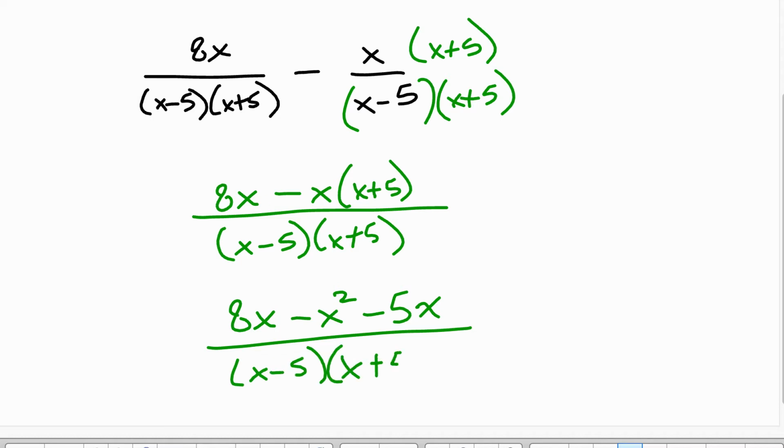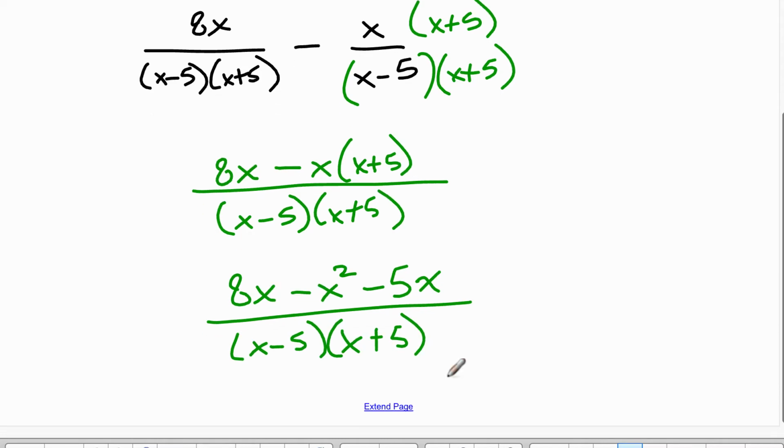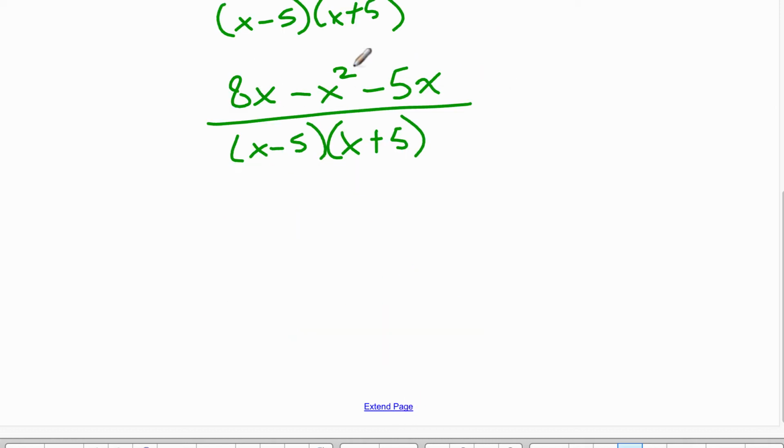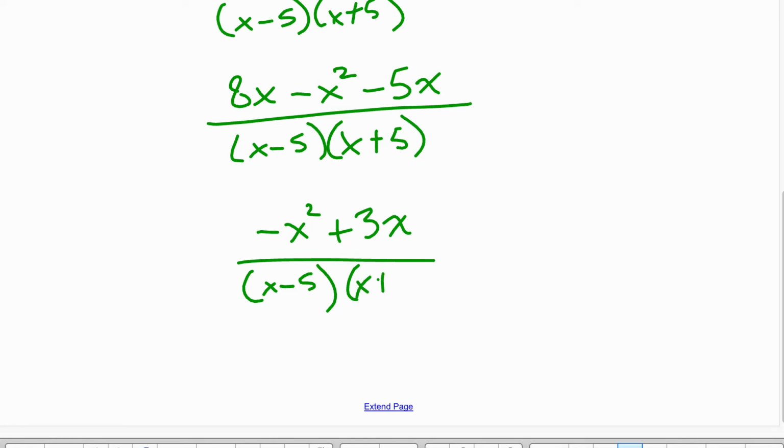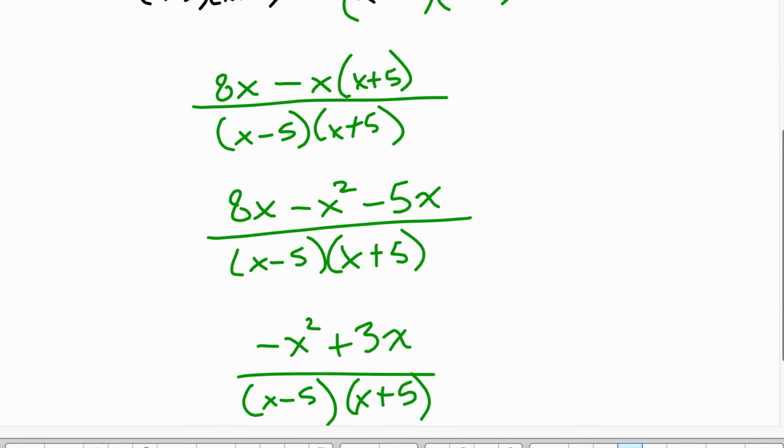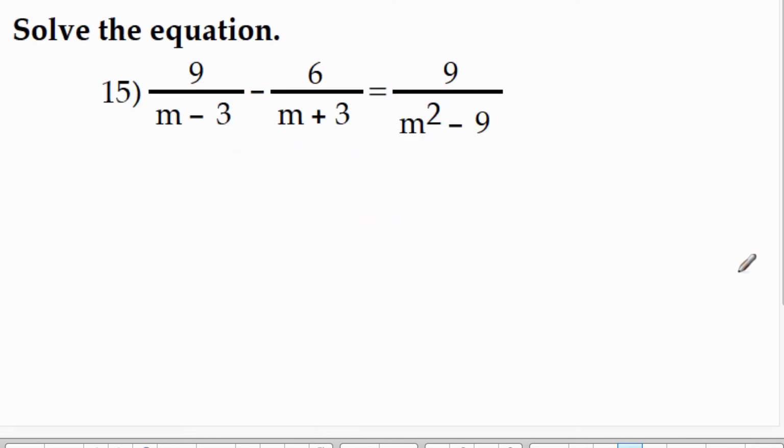And then I notice on the top that I have like terms. The 8x and the 5x are like, so I can combine those. So I'll leave the minus x squared out front. And then 8x take away 5x would be a positive 3x, all over that same denominator. Okay, those are tough. Rational expressions are tough.